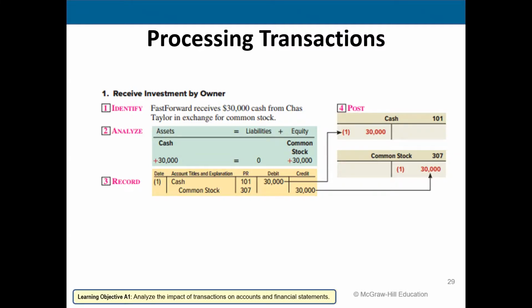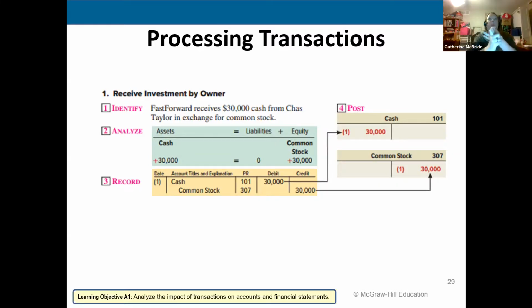Okay. Can you repeat number 3 again? Yeah. Did they increase or decrease? What did they increase or decrease?